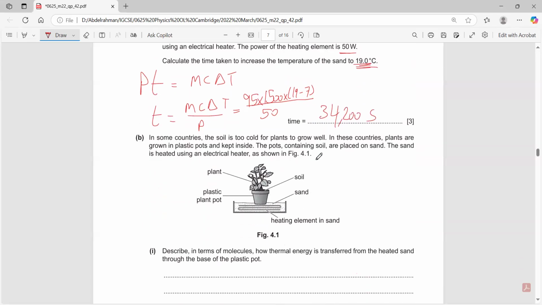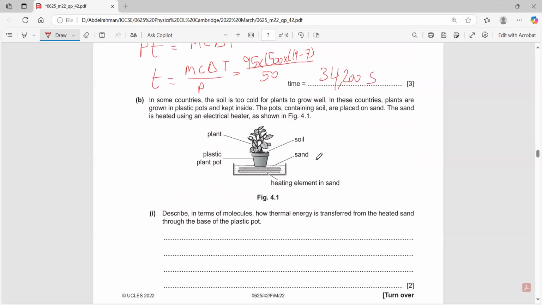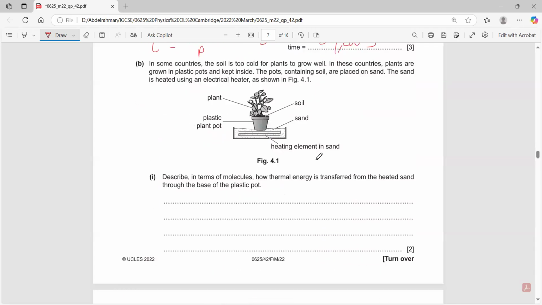In some countries, the soil is too cold for the plants to grow well. In these countries, the plants are grown in plastic pots and kept inside. The pots contain soil and are placed on sand. The sand is heated using this electrical heater.